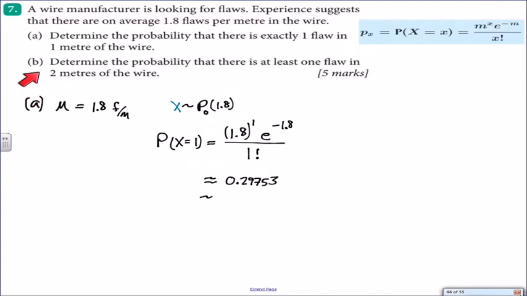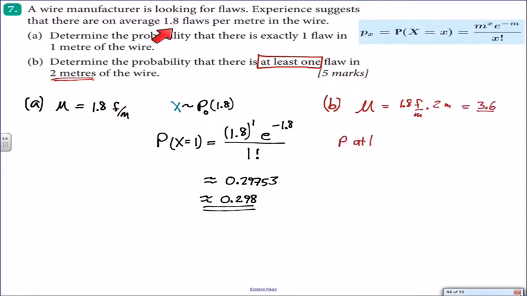Now, this is the important part. Determine the probability that there's at least one flaw in 2 meters of the wire. Here's where you have to do a little bit of adjustment. A common mistake in using Poisson is to take the average in the paragraph and use that exclusively throughout the course of the problem. However, here it says determine the probability there's at least one flaw in 2 meters of wire. We have to understand that 2 meters of wire is changing our flaw mean. In other words, if we have 2 meters of wire, we should expect 3.6 flaws for every 2 meters of wire. So the mean is now changed to be 1.8 flaws per meter times 2 meters, 3.6 flaws average.